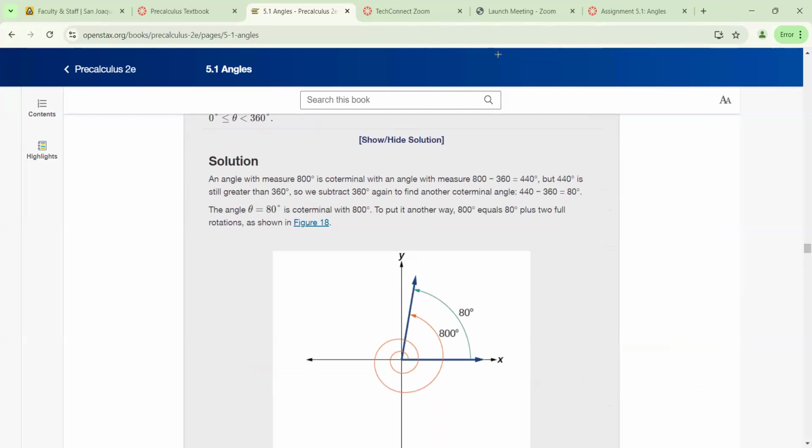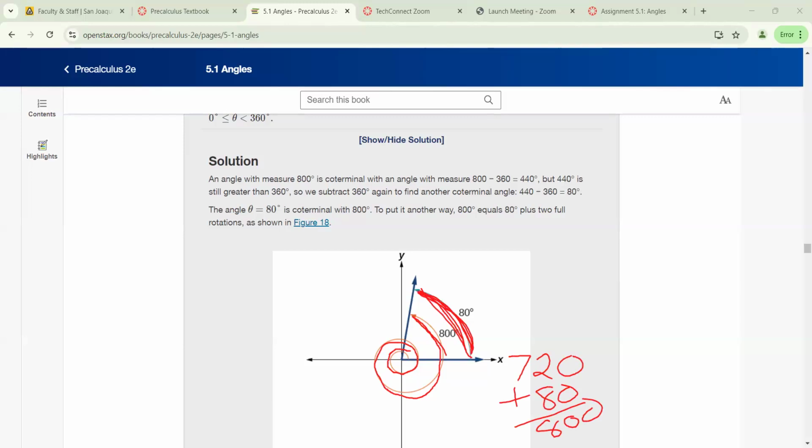This is a beautiful picture to understand coterminal angles. You see right here, the orange is showing you that one rotation is complete, 360, the second rotation is complete, 720, and then it was 800. So if this is the second rotation, it's 720. We know 720 plus 80 will make it 800. So that measure is 800. And that is your coterminal angle for this angle.